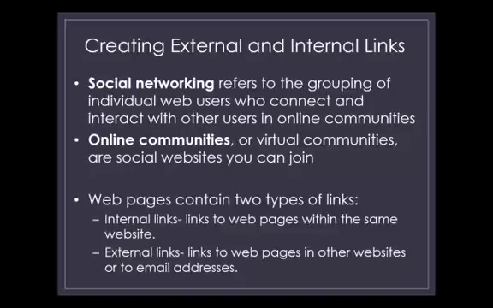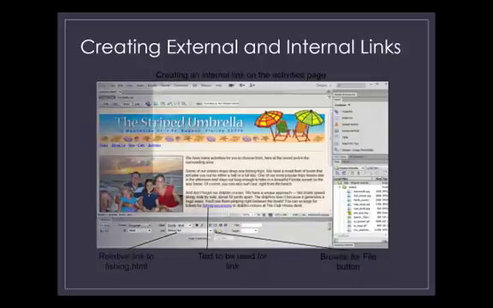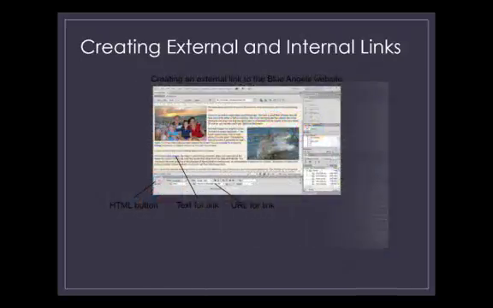Web pages contain two types of links, internal links and external links. We're going to show you how to do these relative to the page, either relative to the website or relative to something on the web, or externally. When we go through these areas, what you're going to see is that we have an HTML button, a text for the link, and then what we call the Universal Resource Locator, or URL, for a link. This is basically just the website address.